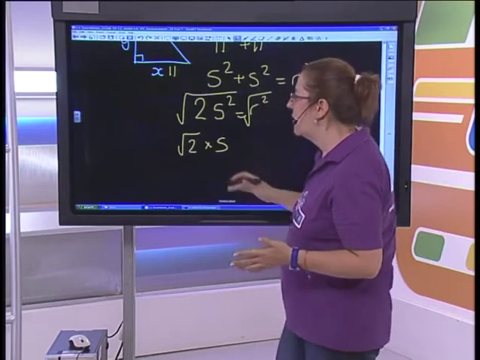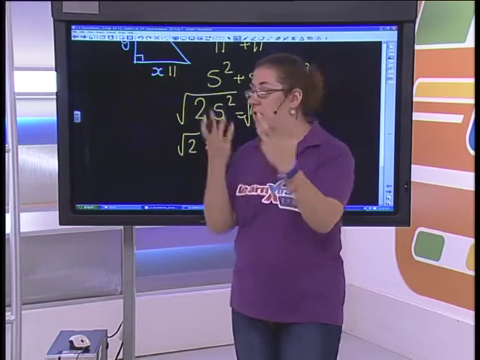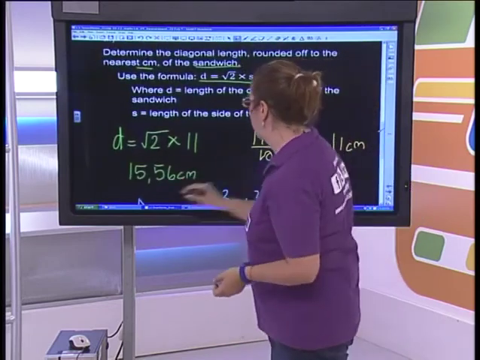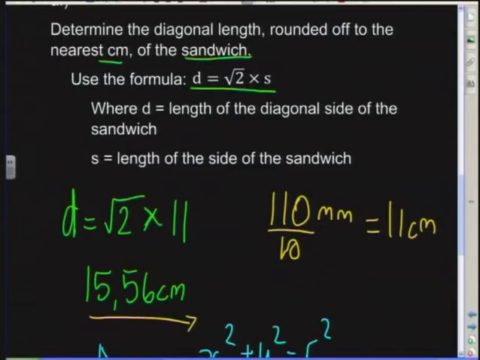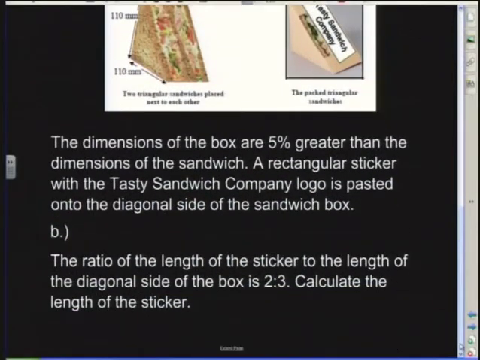So I hope that you can follow that kind of logic, but Pythagoras, remember, they're going to give you the formula. So use the formula as it is, and we got our answer. So it was 15,56 centimeters. Then the next part of the question said, the ratio of the length of the sticker to the length of the diagonal side of the box is 2 to 3. Calculate the length of the sticker.